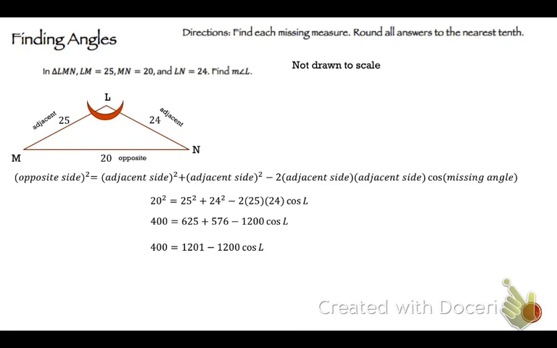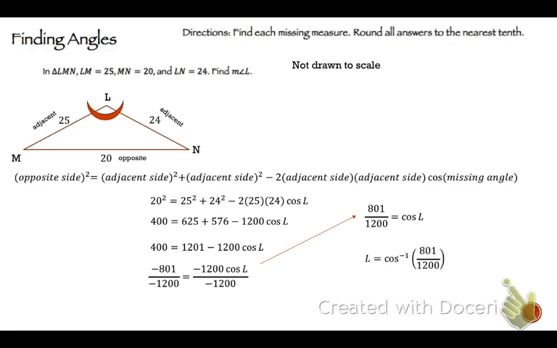So now we have 400 equals 1,201 minus 1,200 cosine of L. Subtract that over, you get negative 801 equals negative 1,200 cosine of L. Divide by that, and so you get cosine of L equals 801 divided by 1,200. So L equals cosine inverse of 801 divided by 1,200. Put it in your calculator and you get 48.1.